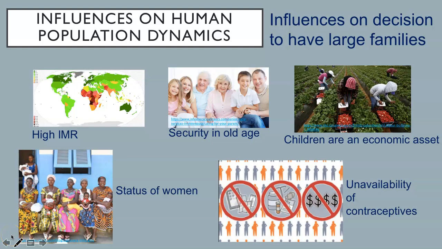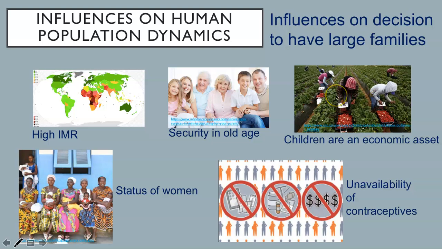Factors that influence the decision to have large families. High infant mortality rate. It is an insurance to have more than you may need so that some of them will reach adulthood. Security in old age. The tradition in family is that children will take care of their parents. The more children, the more secure the parents, and the less the burden on each child.